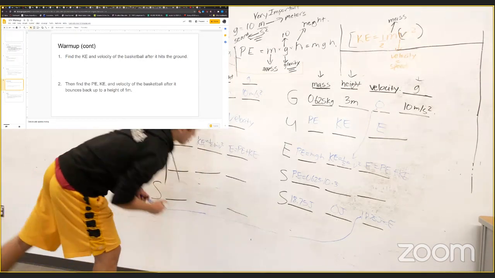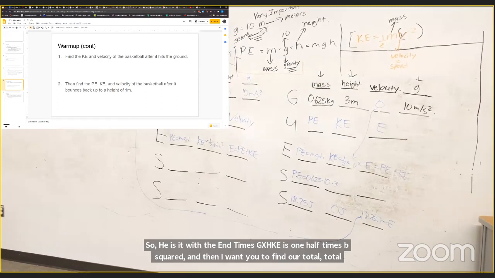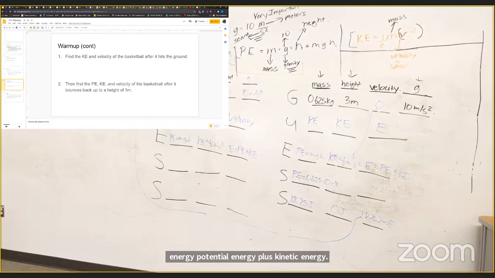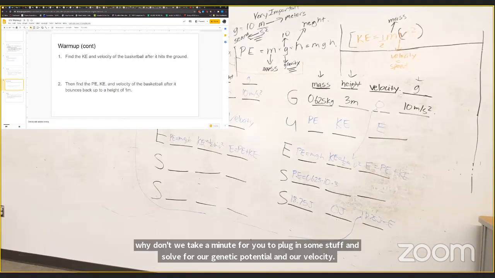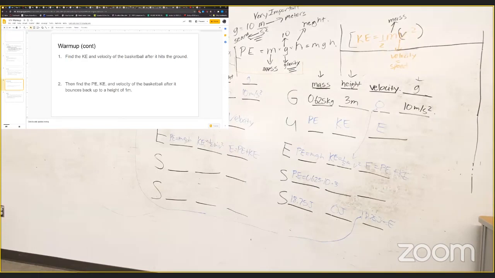Why don't we take a minute for you to plug in some stuff and see if you can solve for our kinetic energy, our potential energy, and our velocity. Nice, Jose, it's a great explanation. Let's see if we can get some more answers. Can we figure out our potential energy? I think it's going to be the easiest one to figure out here, and maybe you can figure out why. We can also figure out kinetic energy from that. Great work, Hannah. Let's see if we can figure out our kinetic energy too.